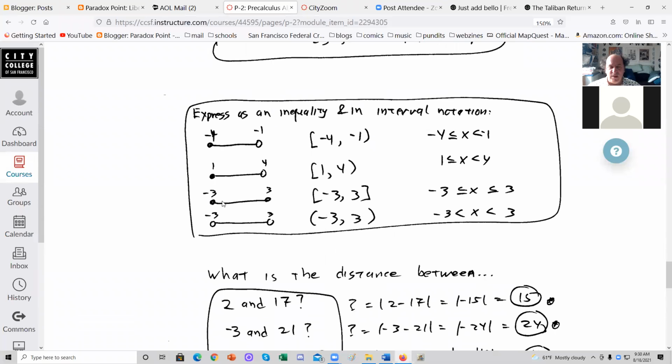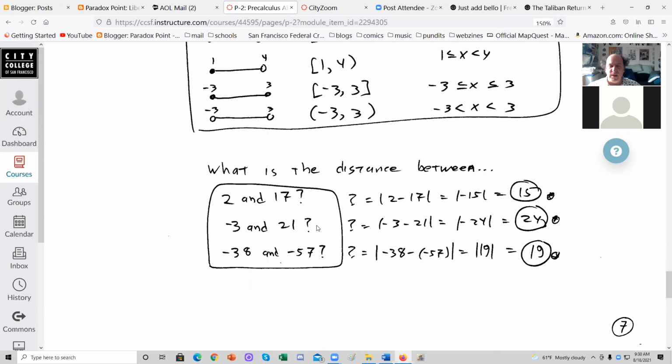This includes -3 and 3 and all between, so square bracket -3 to 3. So -3 is less than or equal to x is less than or equal to 3. This includes everything between -3 and 3, but not the endpoints. So this is the open interval, -3 to 3. The inequality is -3 less than x is less than 3.